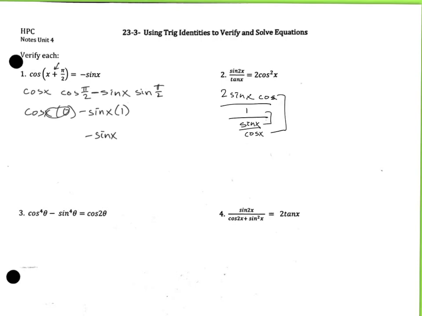And then we can do it like this. So now we have 2 sine x cosine squared x. Sorry, I don't know where I got that from. All right, so then we have 2 sine x cosine squared x over sine x. These are going to cancel, and we're left with 2 cosine squared x.